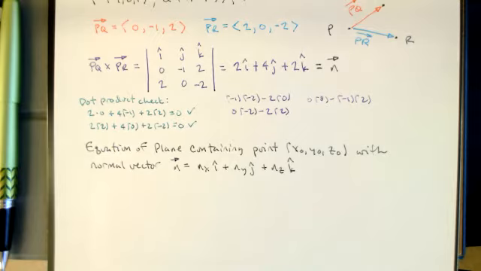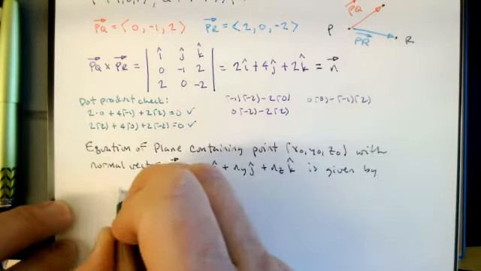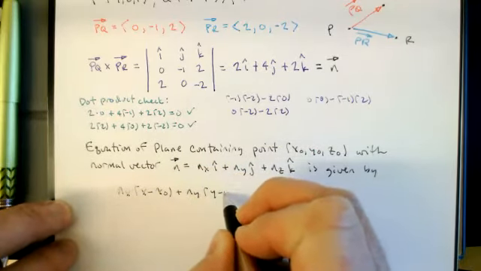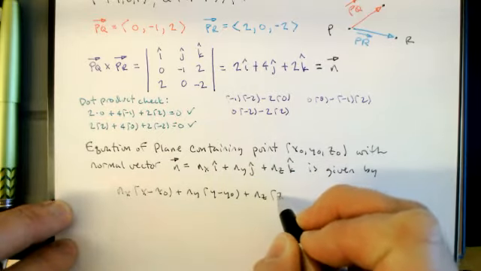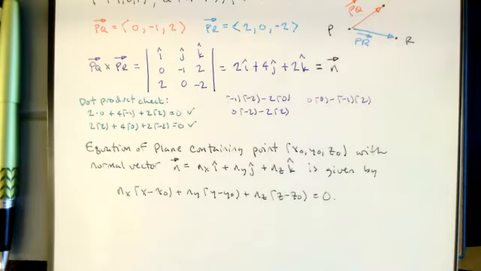So let's suppose we have some normal vector nx, ny, and nz. The equation of a plane containing the point x naught, y naught, z naught that has this normal vector is given by, so we can take our slope, it's just like putting together the slope and a point.